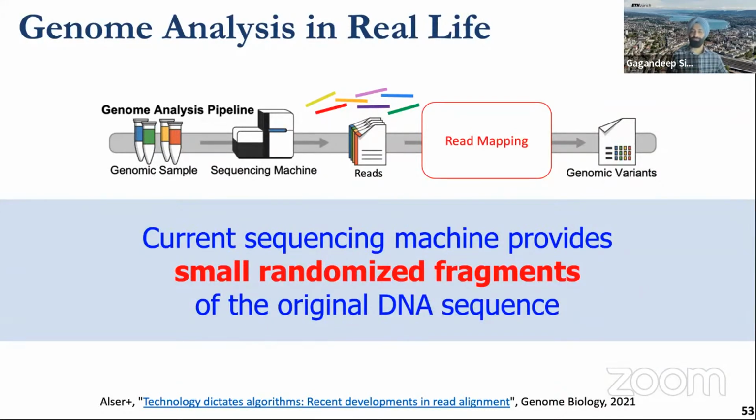And since these reads do not have any information of the origin or the order of the reads, they are just randomized sequences of ACGT. Because of that, we have to go through a computationally intensive step, which is called read mapping, to get the initial complete sequence of the genome.